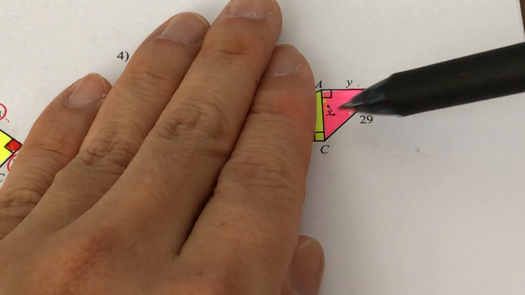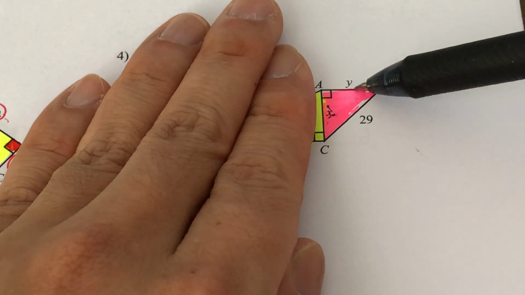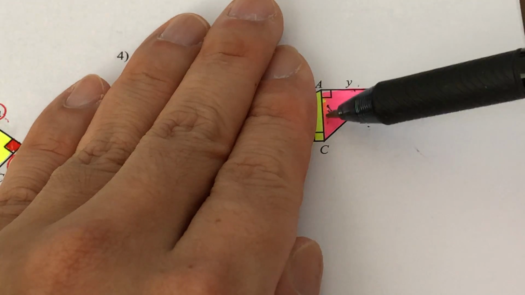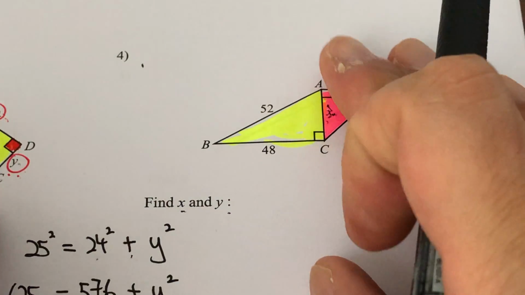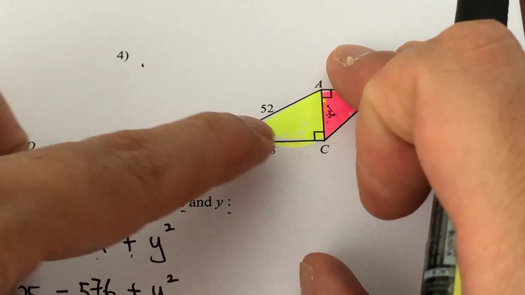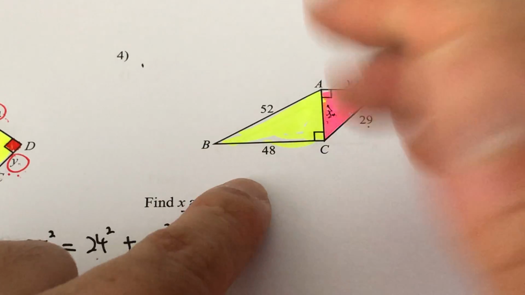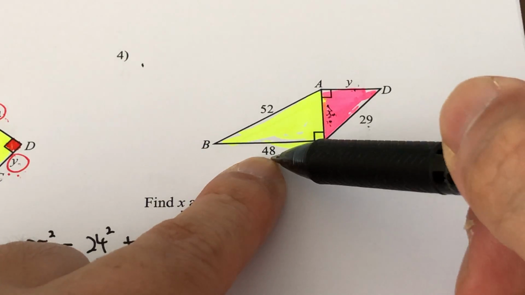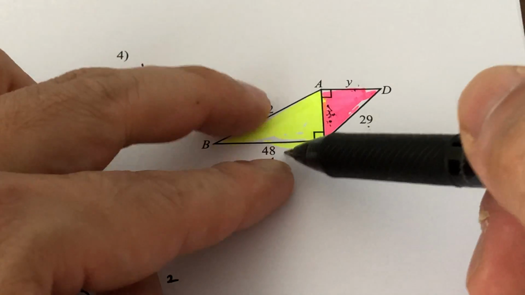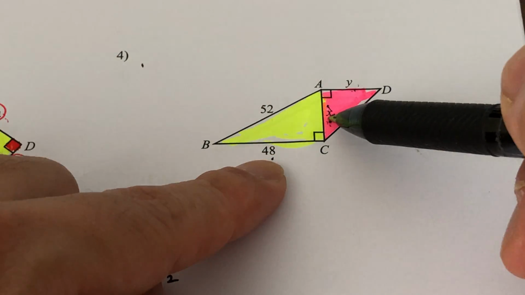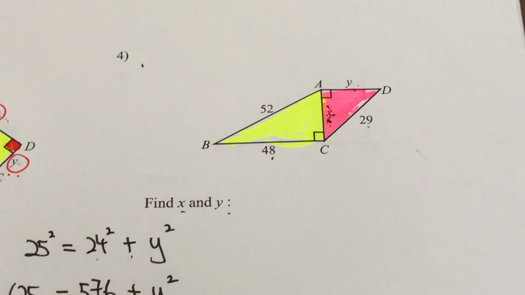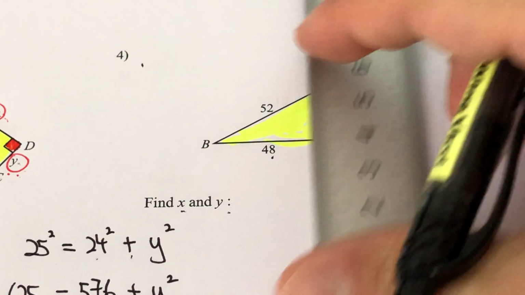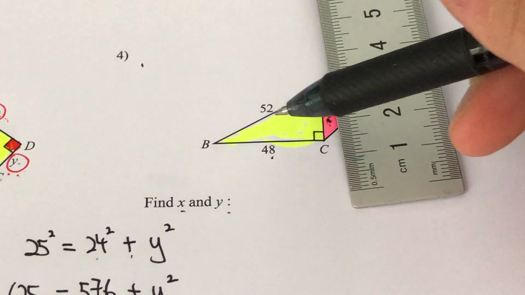If you use the red triangle, we have x, we have y, we have 29. They are two unknowns, so it's not good. You should look using the yellow triangle, the yellow one. Because for this triangle, you have x, you have 48 and 52. These two are just numbers. We have only one variable, so that we could do the math. And now, therefore, look at the yellow triangle.